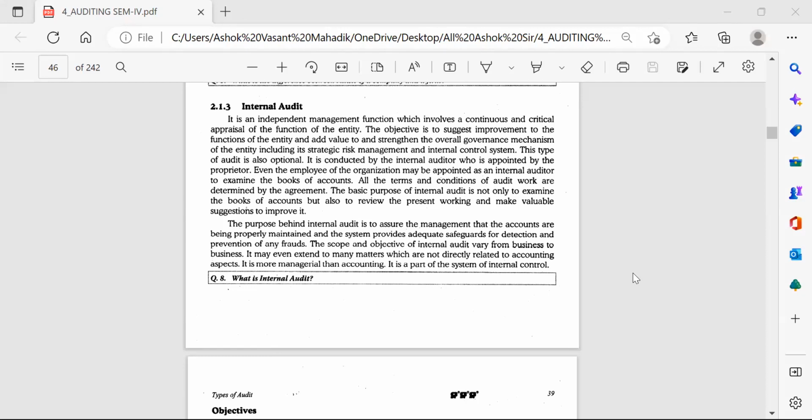What internal auditor does? He conducts audit as if it is a statutory audit. He points out any mistakes, loopholes, shortcomings, errors, frauds, which he finds out to the management. He is appointed by the management, isn't it?